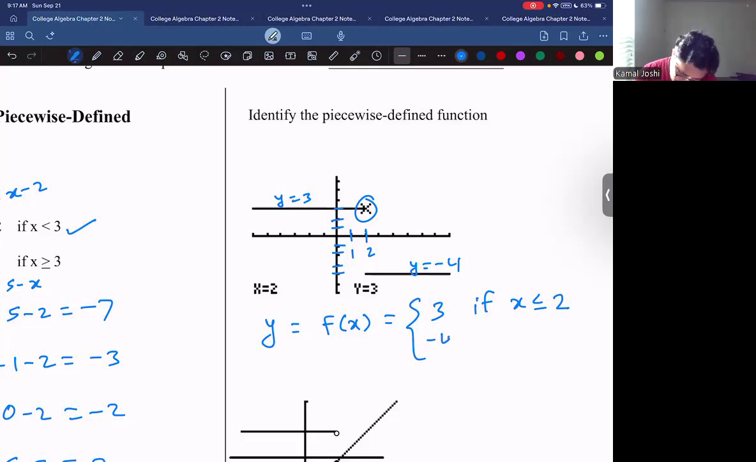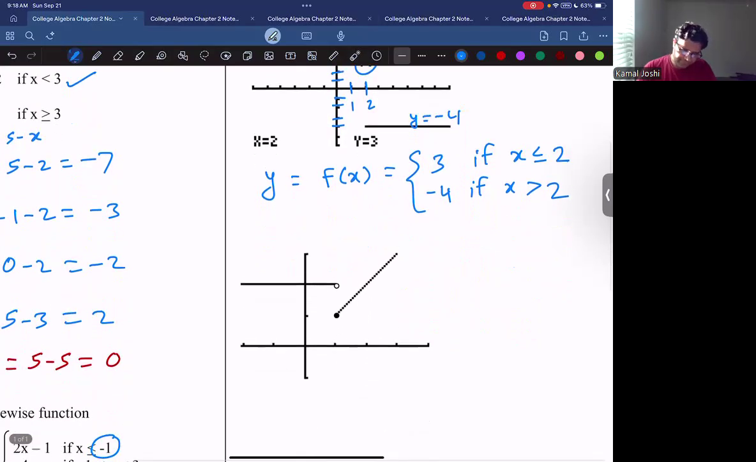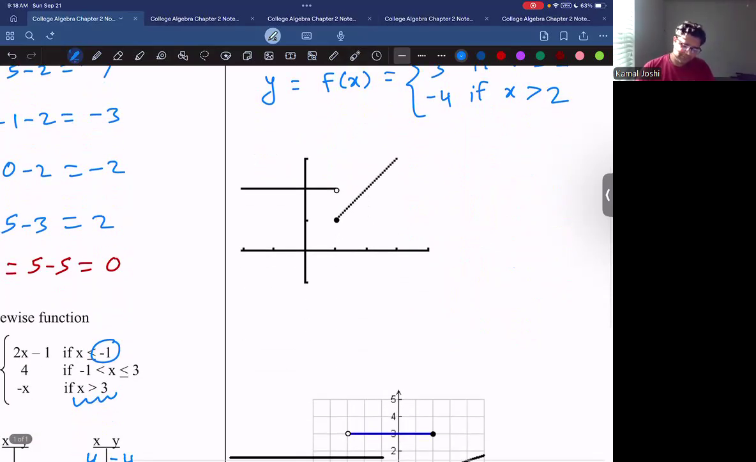Similarly, it's -4 if x is greater than 2. Okay. All right. Now you can have some confidence and try to do it for the next function. And the horizontal line part, I hope you can write easily.